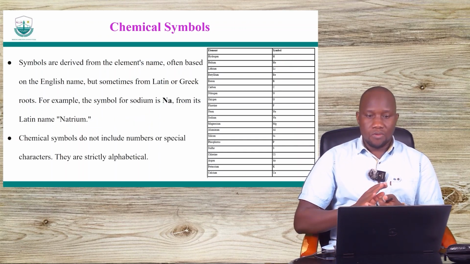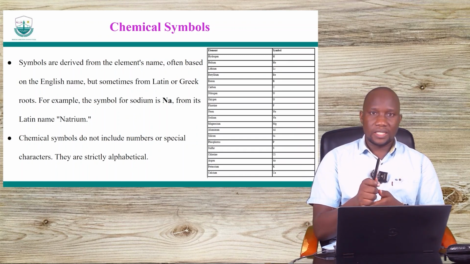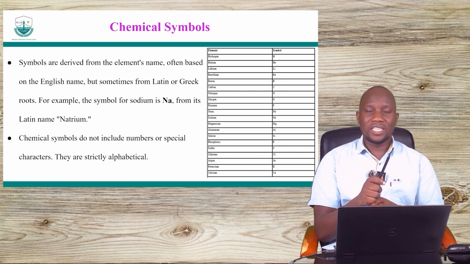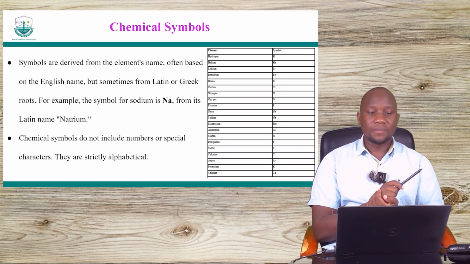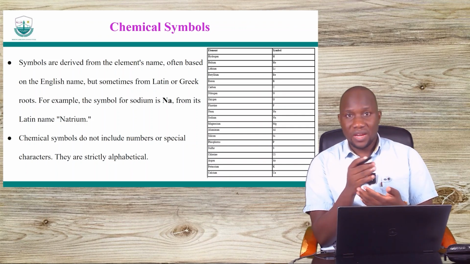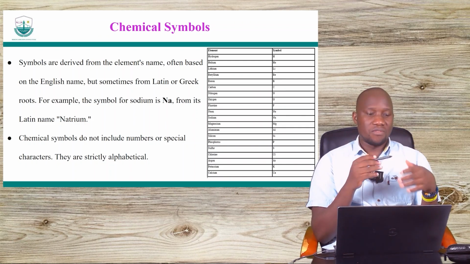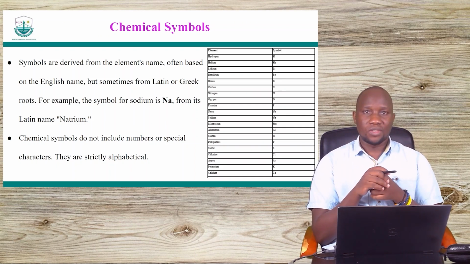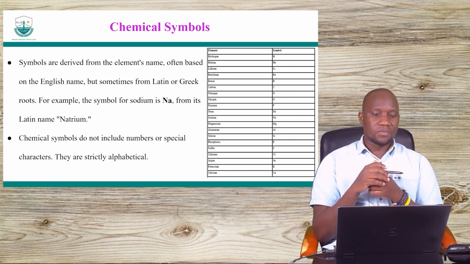So we go through the rules again. If it is only one letter, it has to be capital. If there are two letters, the first is capital, the second is a small letter. The symbols can come from the name directly, or they can be derived from, for example, the Latin language. So that is something that perhaps you can know.